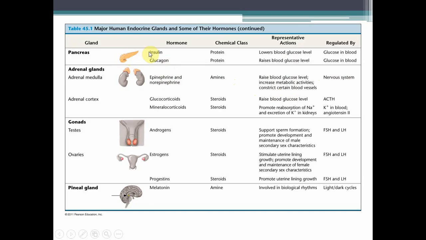We have the pancreas, which secretes insulin, the endocrine part. They are protein in nature. Insulin lowers the blood glucose level, and glucagon raises the blood glucose level. In the gonads, we have the testes, which support sperm formation, promote development and maintenance of male secondary sexual characteristics, and also secrete testosterone. Ovaries secrete estrogen and progesterone. They are also steroid in nature. Estrogen stimulates uterine lining growth and promotes development and maintenance of female secondary sexual characteristics. Progesterone promotes uterine lining growth and helps in maintenance of pregnancy. The pineal gland secretes melatonin, involved in biological light and dark rhythms.